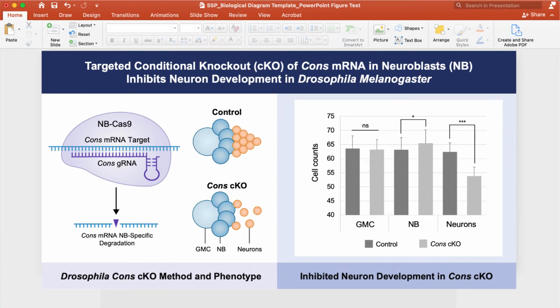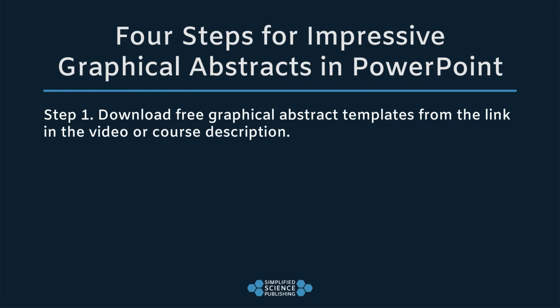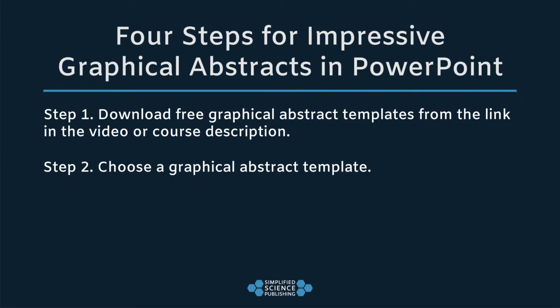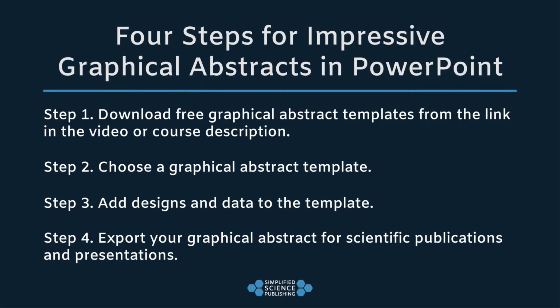In this tutorial, we will use 4 simple steps to create an impressive graphical abstract in PowerPoint. Step 1 will be to download the free templates from Simplified Science Publishing using links in the video description box or the course description. Step 2 will be to choose a graphical abstract template. Step 3 will be to add designs and add data to the template. And step 4 is to export the graphical abstract for the scientific publications and presentations.